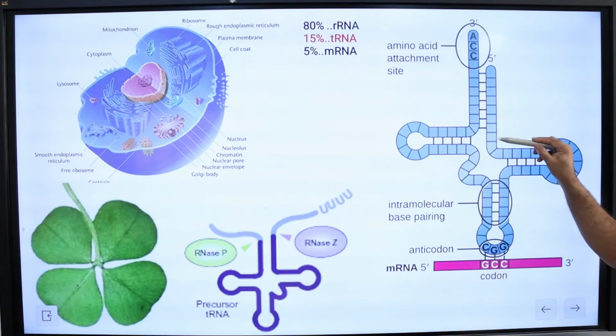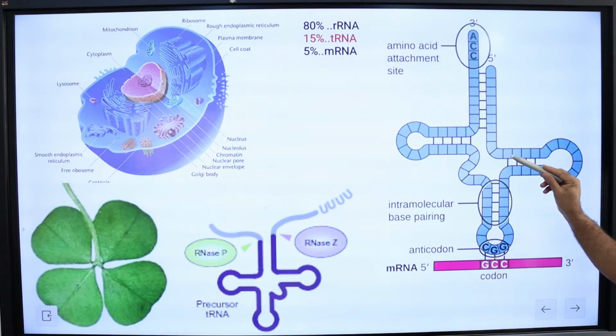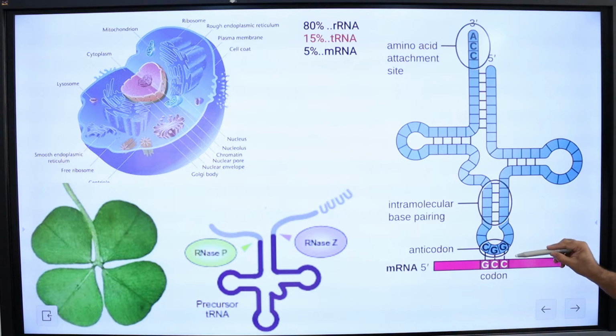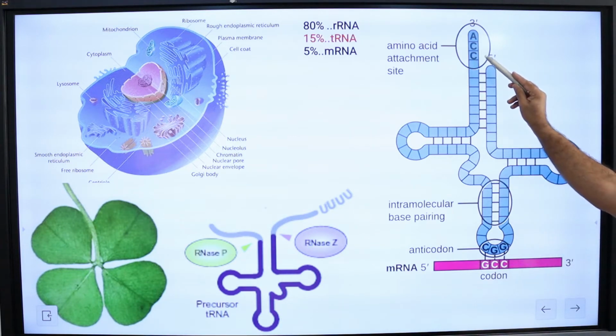So, base pairing within the molecule creates three stem and loop structures in a characteristic clover leaf shape. The loop at the bottom of the clover leaf contains the anticodon sequence, which can base pair with codons of messenger RNA. The anticodon arm contains the anticodon. It is a sequence of 3 nucleotide bases, and these 3 nucleotide bases are complementary to the genetic code of messenger RNA for that particular amino acid.